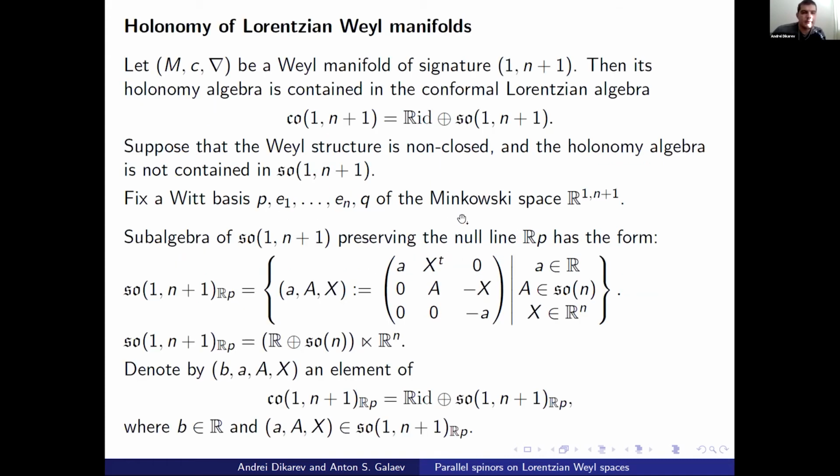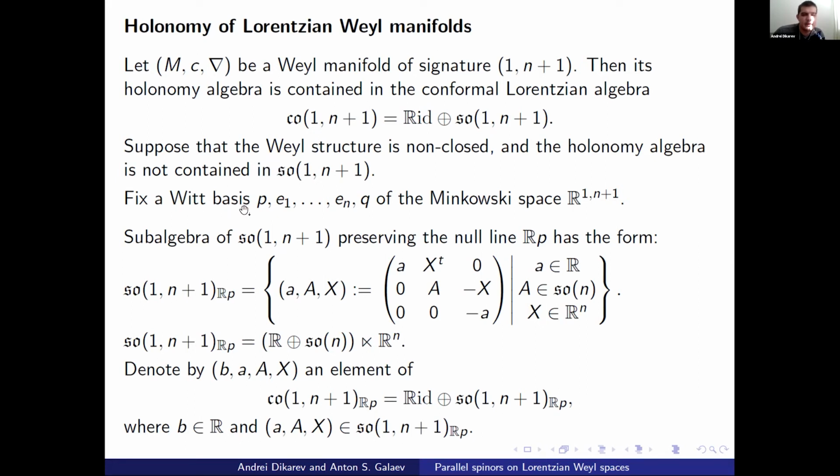So to continue, I need to provide some notation. We will denote by CO(1, n+1) the conformal Lorentzian algebra, which is given by this sum. We suppose that the Weyl structure is non-closed. It means that nabla g is not equal to 0, but it is given by the formula above, where nabla g is equal to omega tensor g.